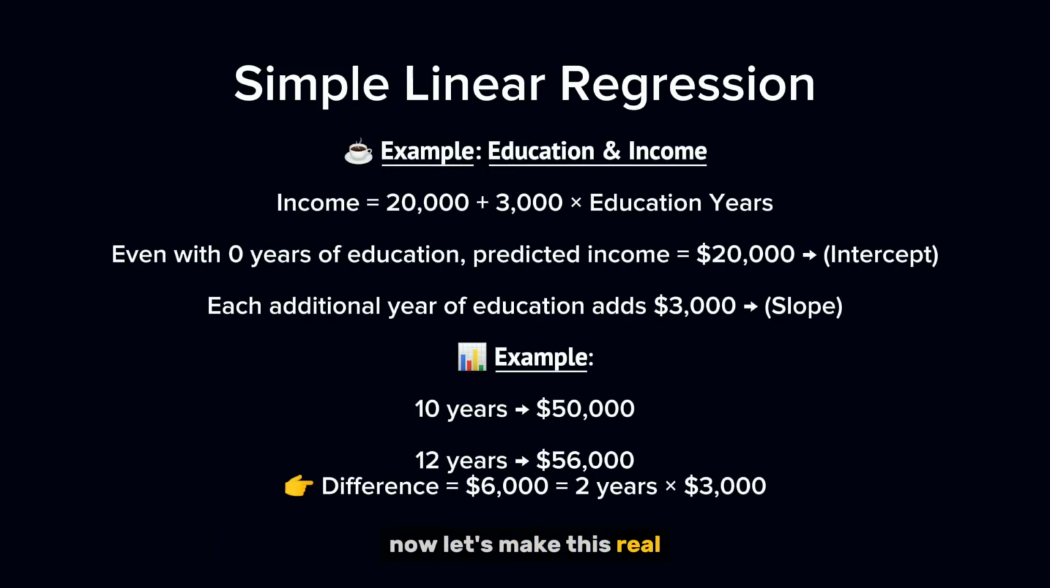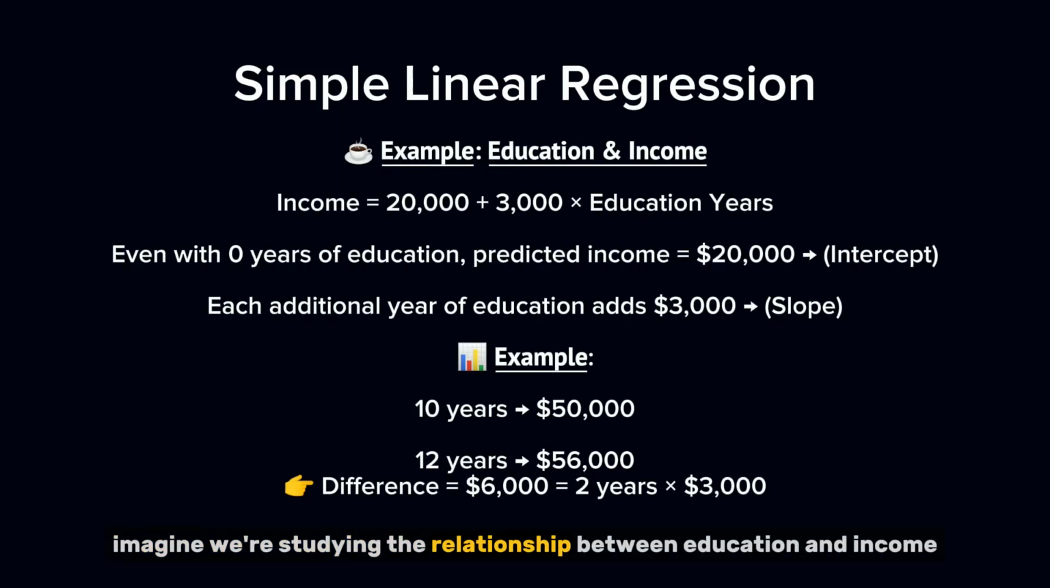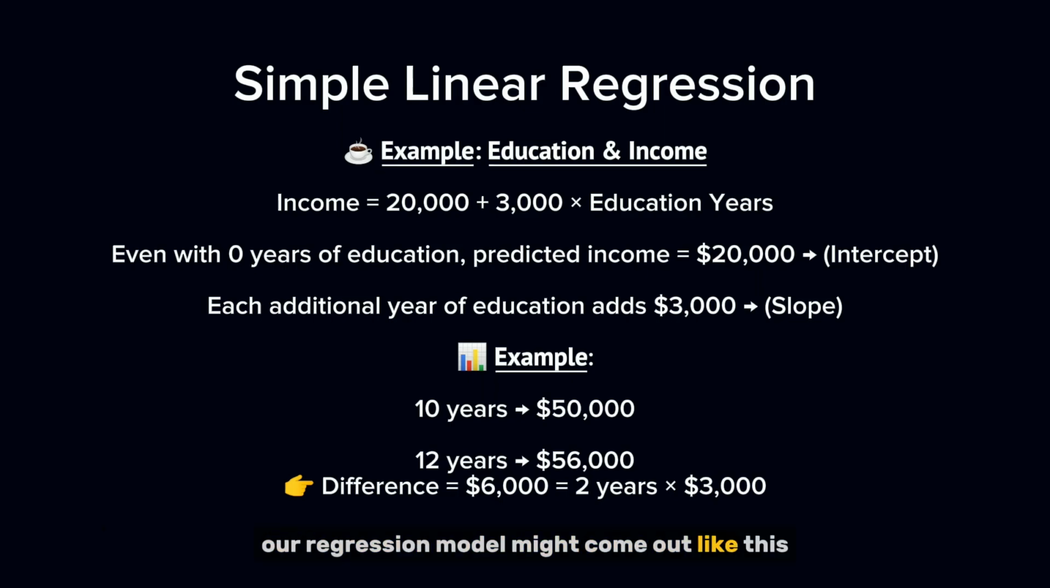Now, let's make this real. Imagine we're studying the relationship between education and income. Our regression model might come out like this. Income equals 20,000 plus 3,000 times education years. This means that even if someone had 0 years of education, the model predicts they'd earn around $20,000. That's our intercept, the baseline income. And for each additional year of education, income is expected to increase by about $3,000. That's the slope, the rate of change.